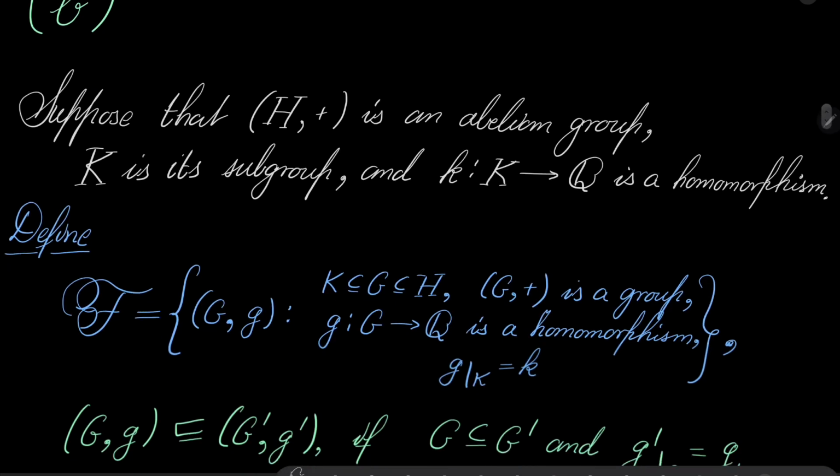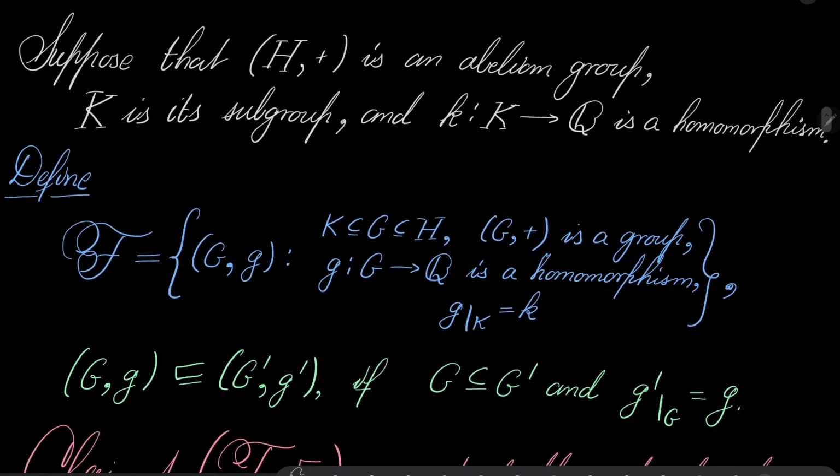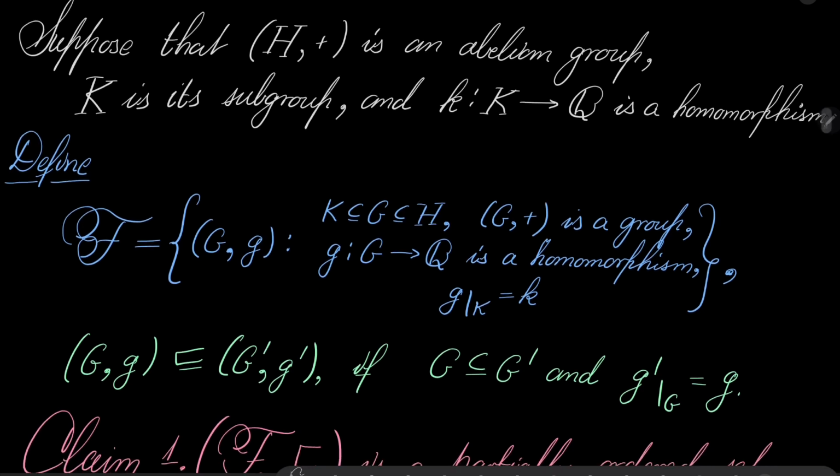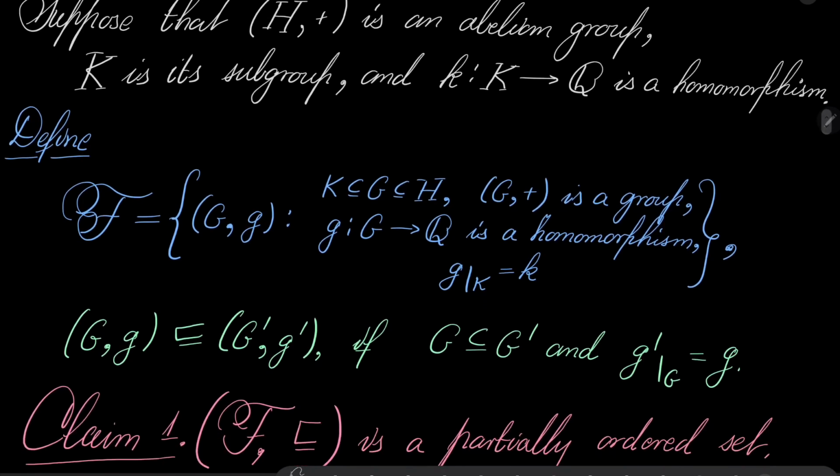Define this family. Family F consists of all ordered pairs (G, g), where G is a subgroup of H, but it is also a supergroup of K. G with this addition is a group. g is a homomorphism such that if restricted to K, it is equal to this function k, consider right here. And I also will consider this relation on this family F.